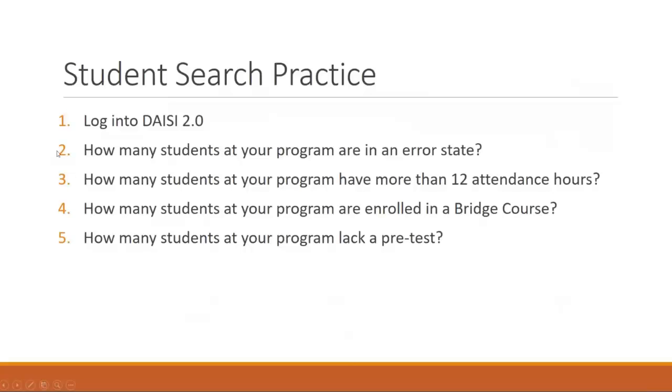So in your own program, try to find out how many students at your program are in an error state, how many students at your program have more than 12 attendance hours, how many students are enrolled in a bridge course, and how many students lack a pretest. So go ahead and log in, and I'm going to give you all about 5 minutes to try to find this information. And then we'll go back and review how you can find it using the search feature that I just went over.